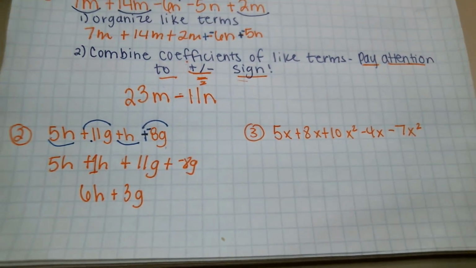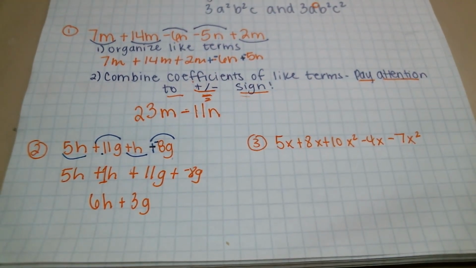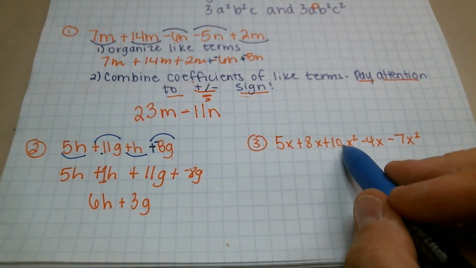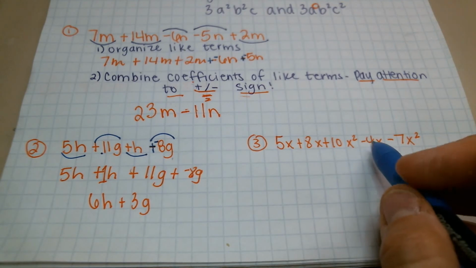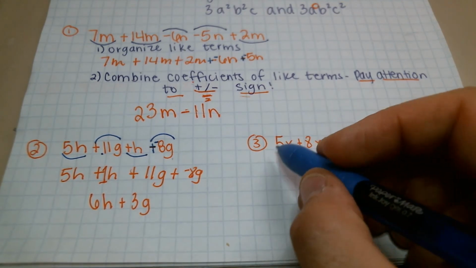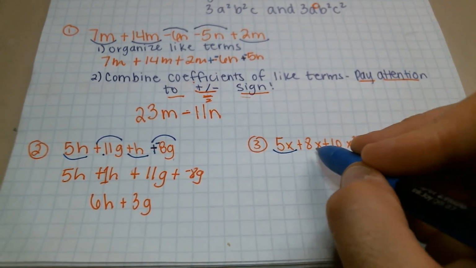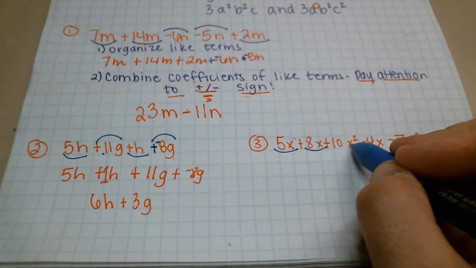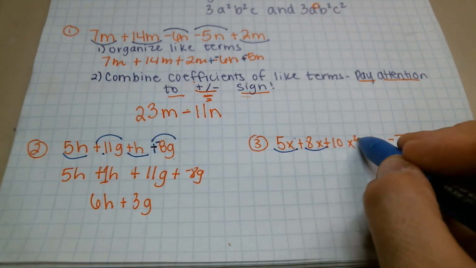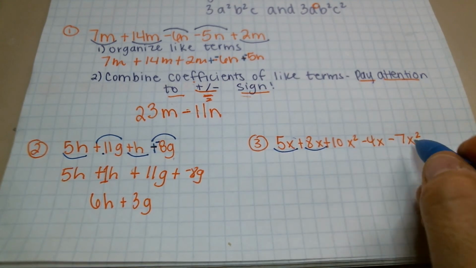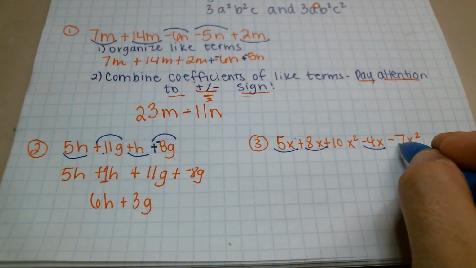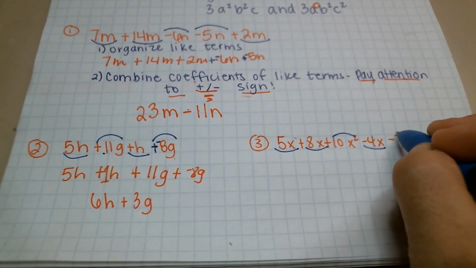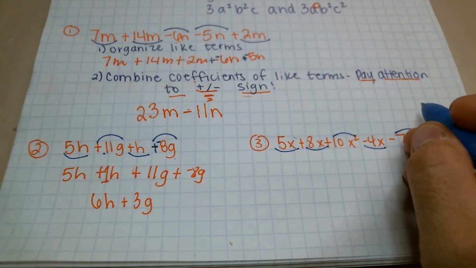All right. And then number 3, this one's getting a little bit more complicated. I've got a lot more terms. And you see I've got some exponents now. So I'm going to organize my like terms. I'm going to identify them first. So I've got just x's. So I've got a 5x, 8x. Now this is not like terms with the 5x and 8x because 10x has x squared. I do have a minus 4x. And again, this has an x squared. So we could say 10x squared and 7x squared are like terms.